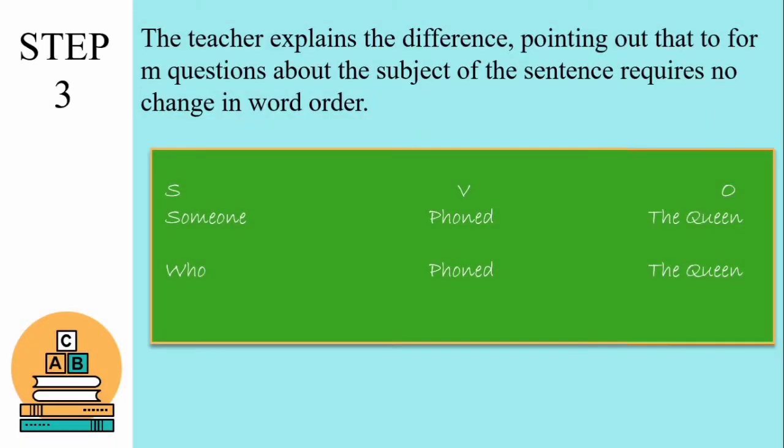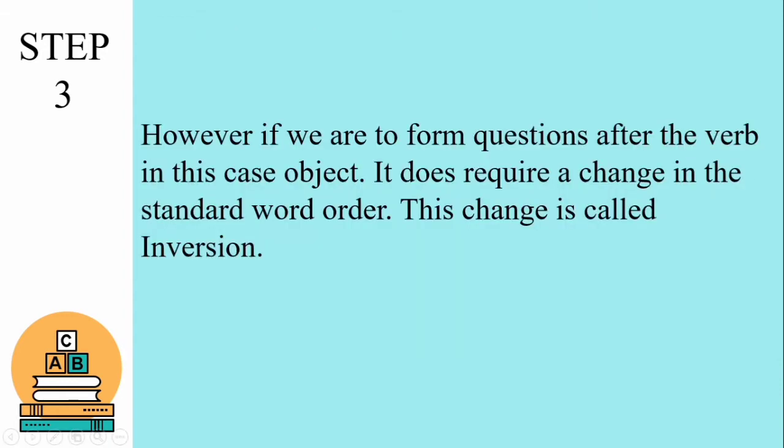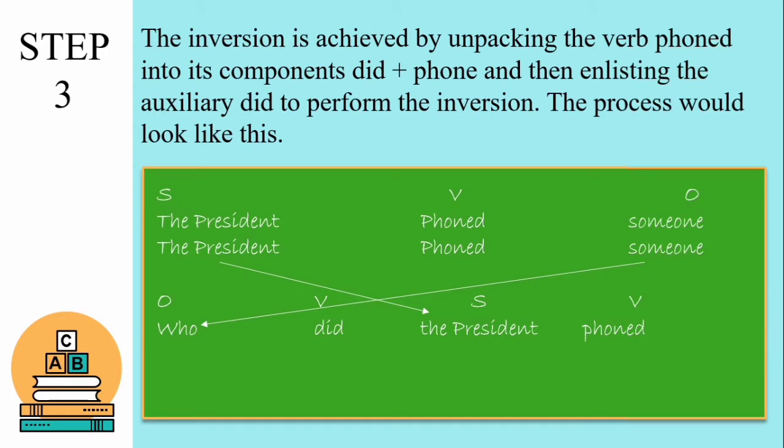Step 3, the teacher explains the difference. She points out that to form questions about the subject of the sentence requires no change in the word order. However, to form questions about parts of the sentence after the verb, in this case the object, it does require a change in the standard word order. This change is called inversion. Inversion here is achieved by unpacking the verb phoned into its components, did plus phone, and then enlisting the auxiliary did to perform the inversion.